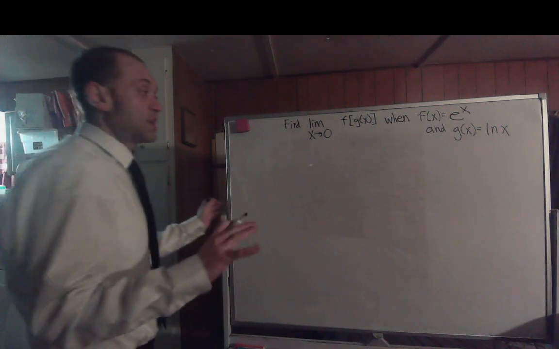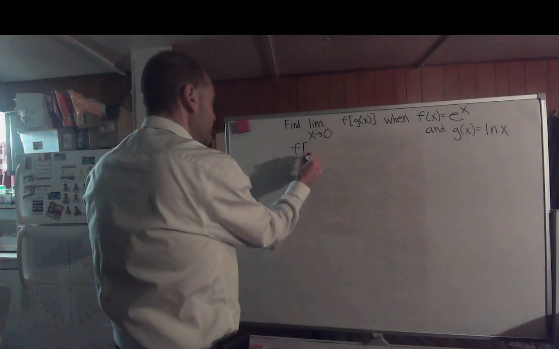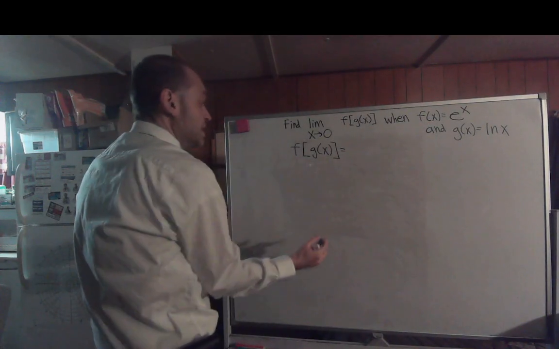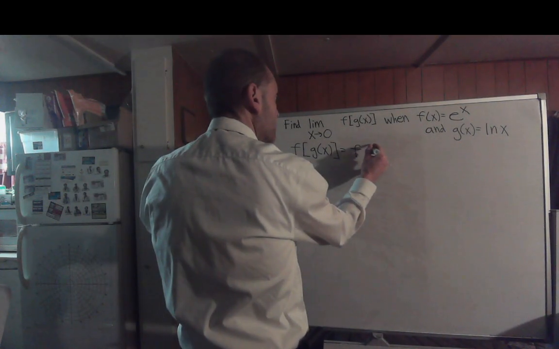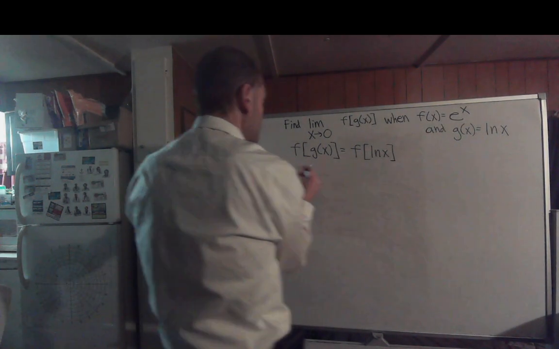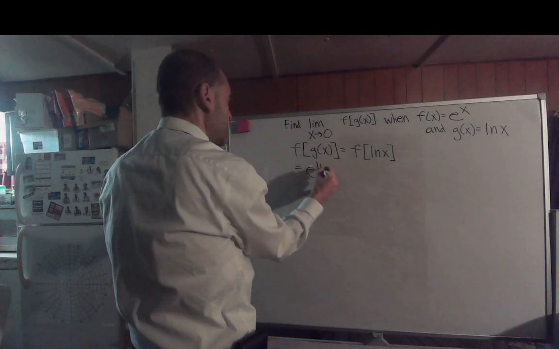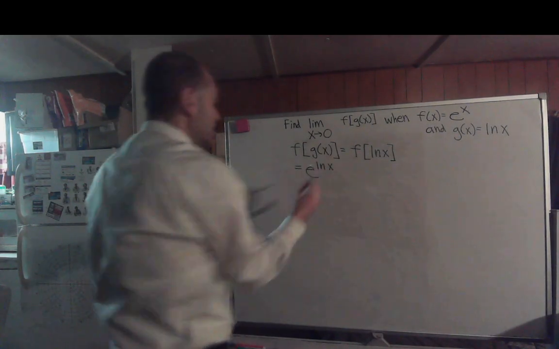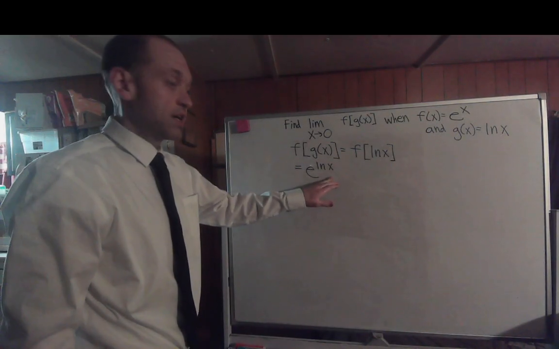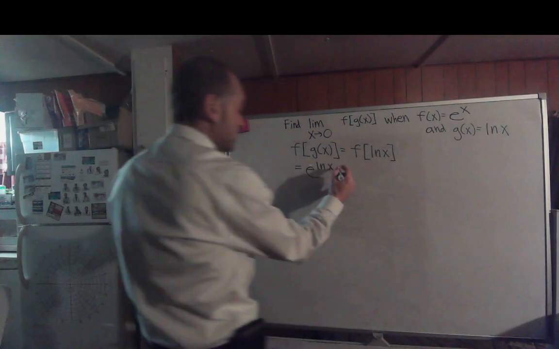But we can use the classic algebra method. So if we want to find f of g of x, well, that's going to end up then being f of the natural log of x. Well, the f function itself is e to the x, so this would end up being e to the natural log of x. If we remember from algebra, if you take e to the natural log of x, the base e's cancel out, you're just left with x.